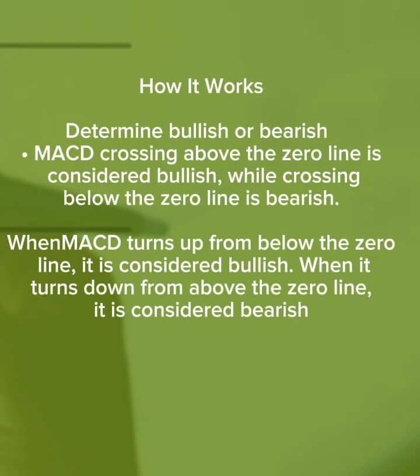MACD crossing above the zero line is considered bullish, while crossing below the zero line is bearish. When MACD turns up from below the zero line, it is considered bullish. When it turns down from above the zero line, it is considered bearish.